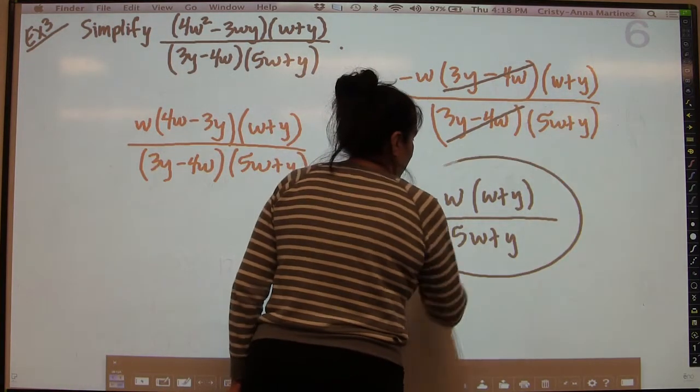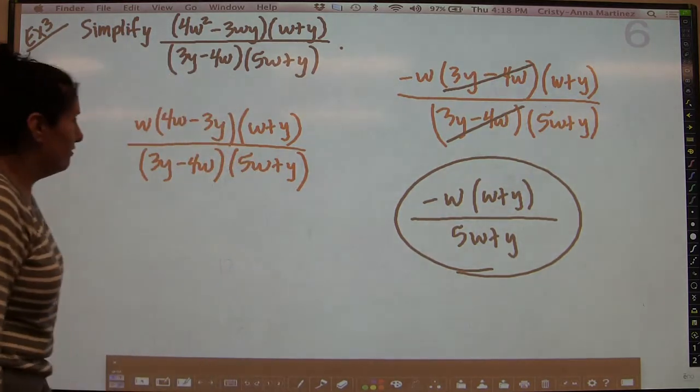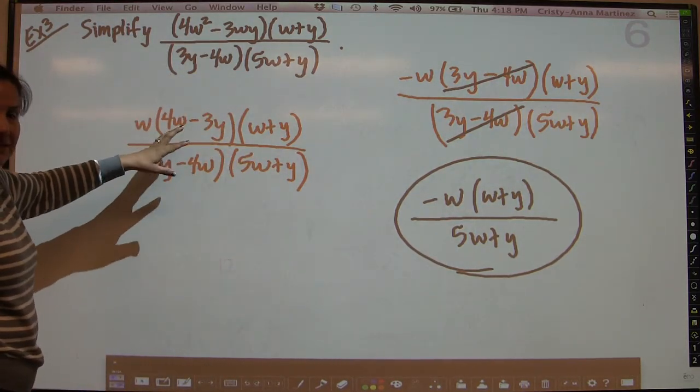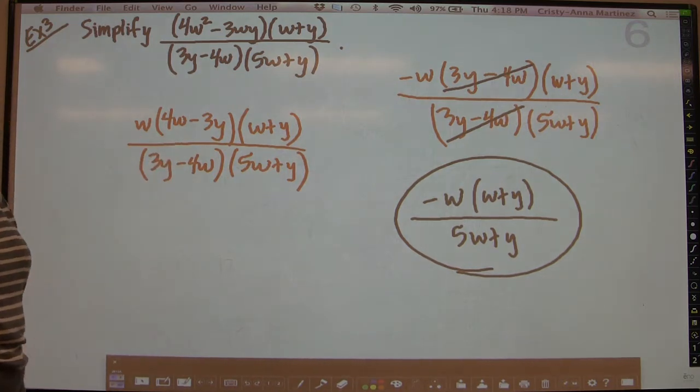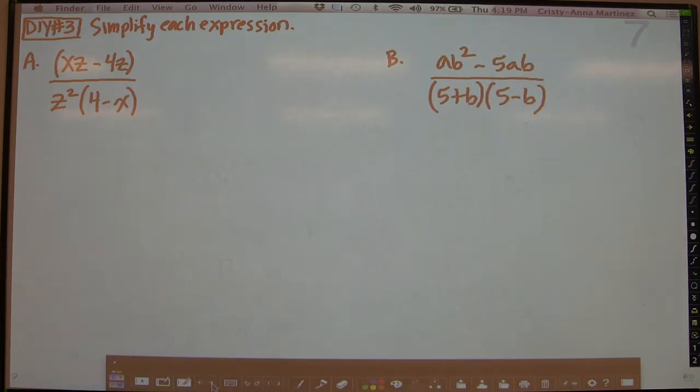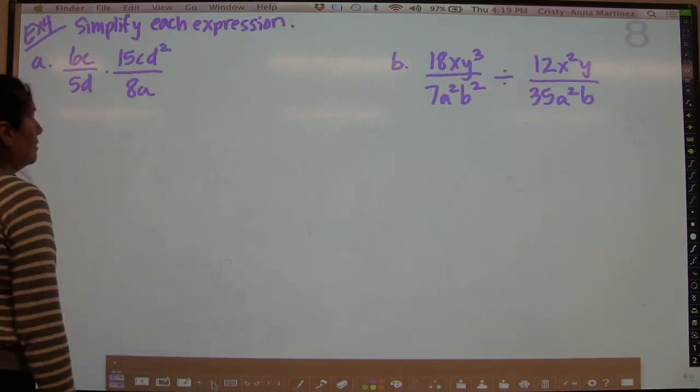So just another way of making sure that if you see factors like this where they're pretty much the exact same thing with opposite signs, then try factoring out a negative instead of the positive. All right, so now you can try that in these two, and then we'll move on to example 4.